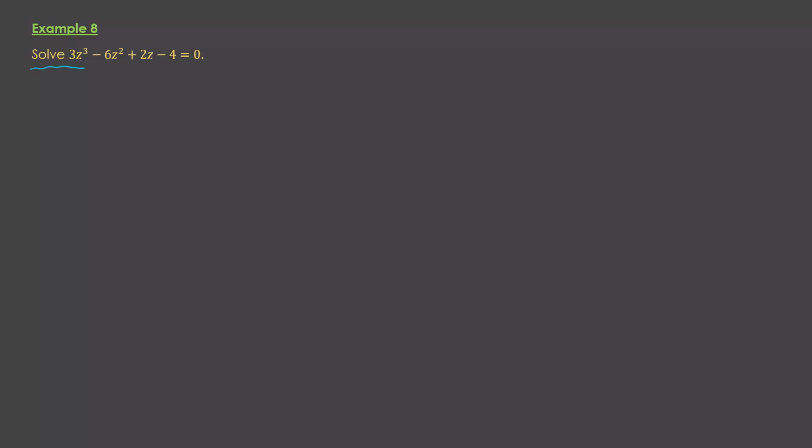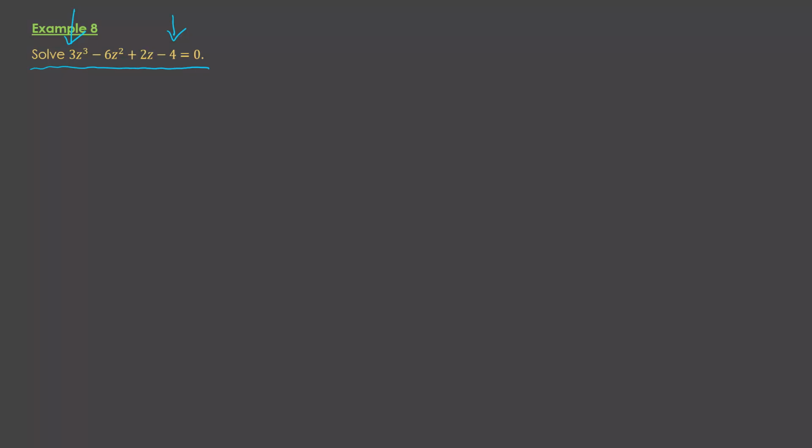We want to solve 3z cubed minus 6z squared plus 2z minus 4 is equal to 0. We're going to start by looking for a linear factor of the left-hand side using the factor theorem. It's a bit more complicated when you have a 3 rather than a 1 at this end. So we've got a 4 at this end.